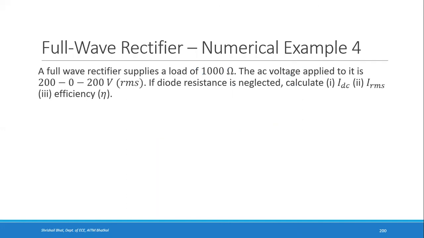Here, a full wave rectifier supplies a load of 1000 ohms. The AC voltage applied to it is 200 volts RMS. If diode resistance is neglected, calculate IDC, IRMS, and efficiency. So these are the things asked. See, the load resistance is given as 1000 ohms. AC voltage applied is given as 200. That means it is a center tap transformer.